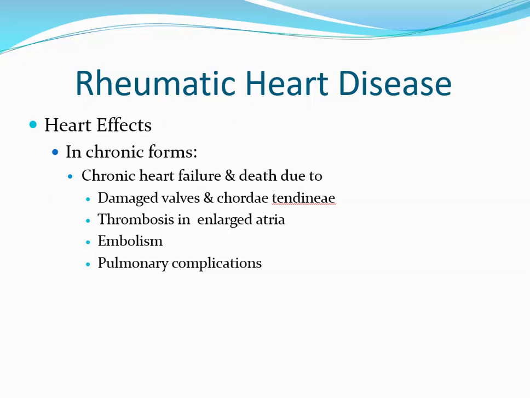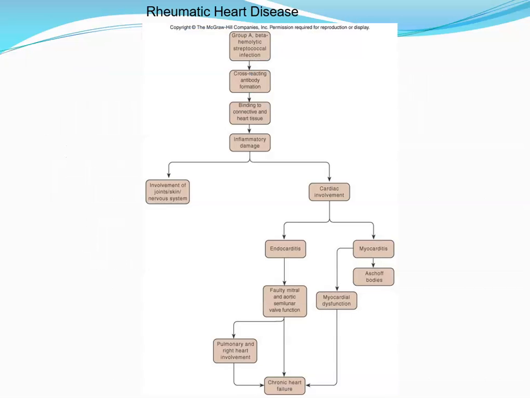Chronic heart failure and death will occur due to damaged valves and the chordae tendineae, due to thrombosis in an enlarged atria, emboli, or possible pulmonary complications. This flowchart shows how a case of strep throat can result in rheumatic heart disease.